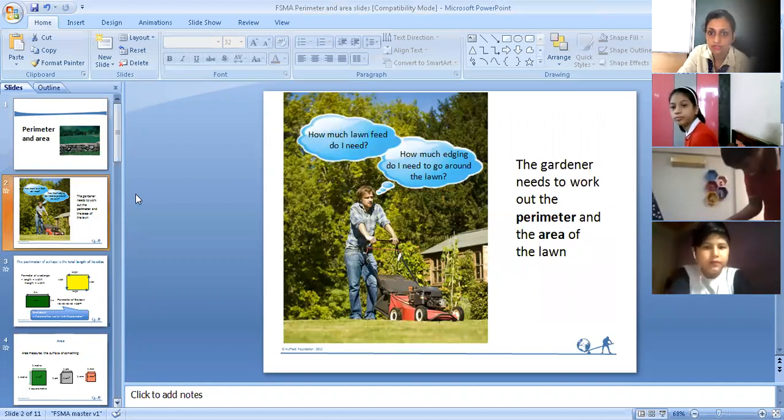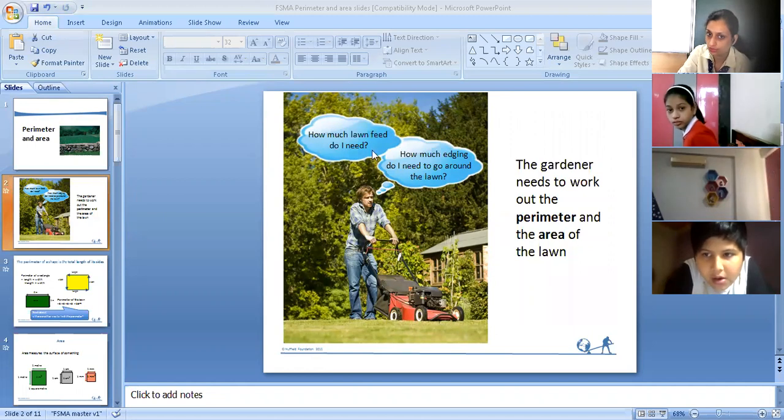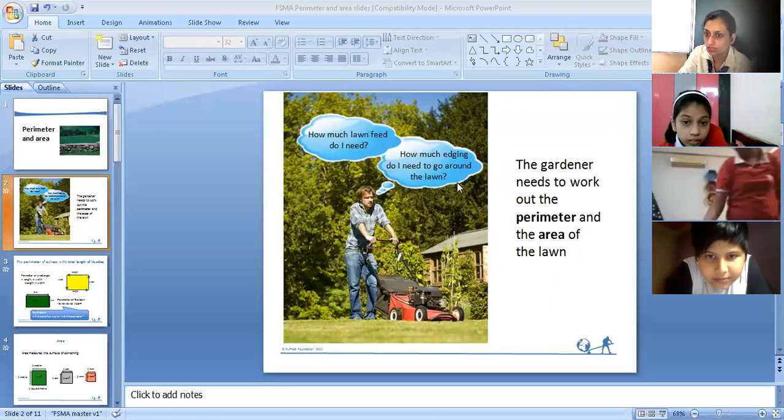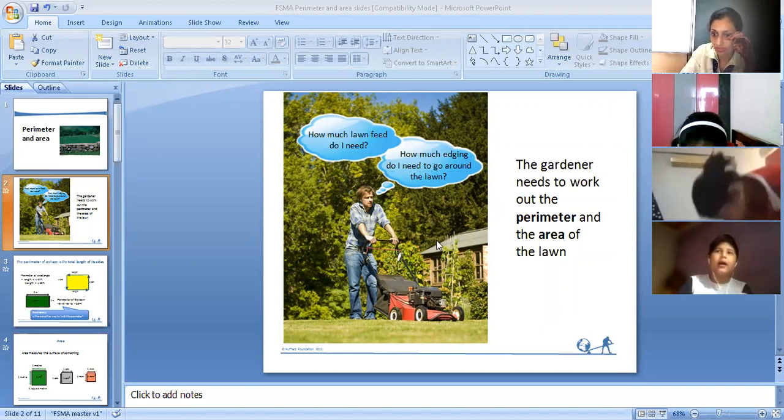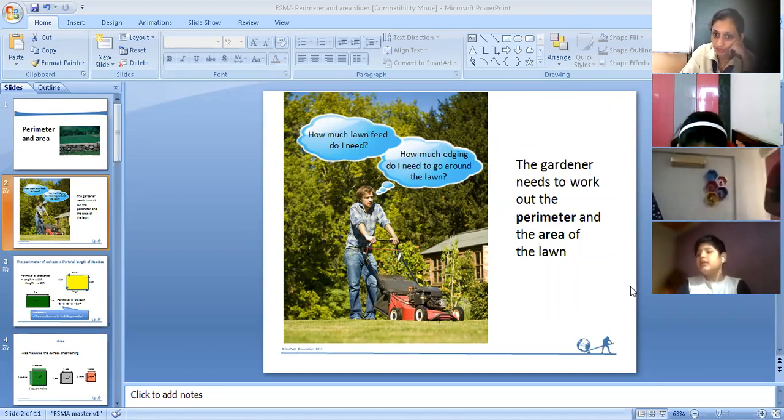Here, if I say how much lawn feed do I need, or how much edging do I need to go around the lawn? So that means we are talking about perimeter and area. If we are doing an edging to go around the lawn, that means we have to take out the perimeter for that. And if we are feeding the lawn, that means we have to find out the area for that.